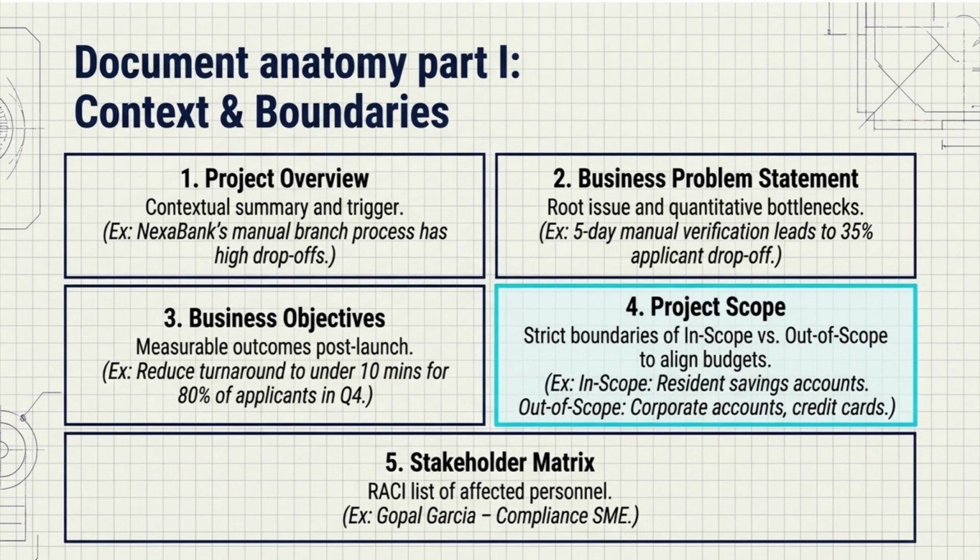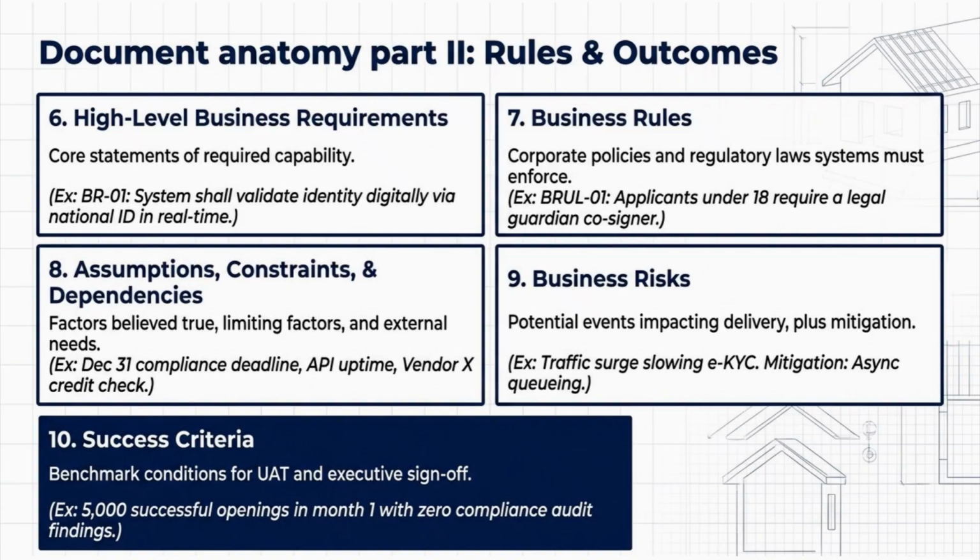Part 1 covers context and boundaries: overview, problem statement, objectives, scope, and the stakeholder RACI matrix. Part 2 covers rules and governance: high-level requirements, business rules, assumptions and dependencies, risks, and UAT success criteria.